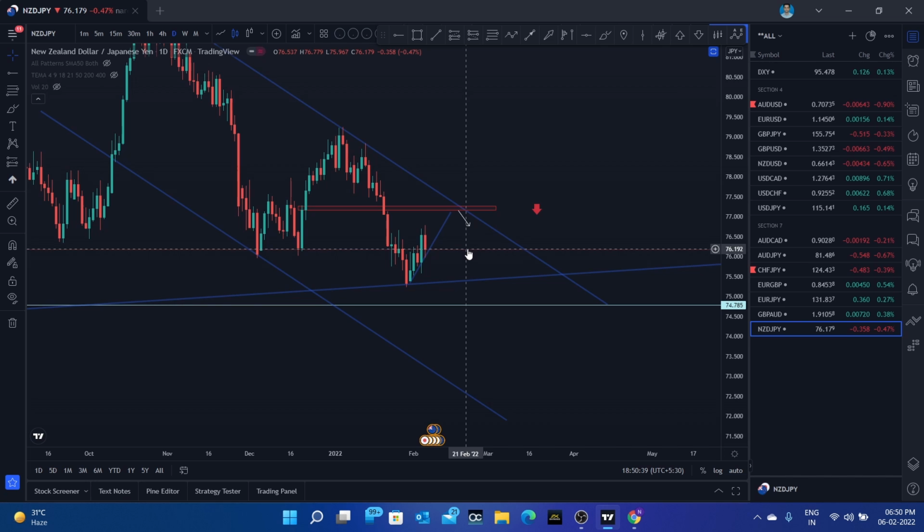Just keep in mind that these are the major zones. If the price is respecting the zone, you can go for short entries. If it is not respecting, don't worry, leave that pair, and just analyze what is happening.